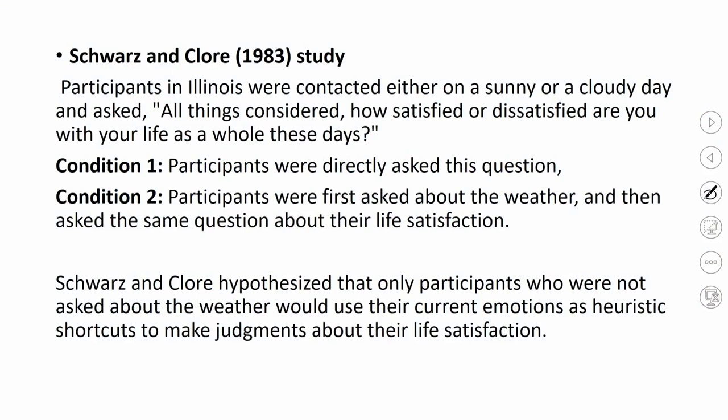In this experiment, the participants were contacted either on a sunny day or a cloudy day. So, there were two environmental conditions, one was a sunny day, another was a cloudy day, and they were asked, all things considered, how satisfied or dissatisfied are you with your life as a whole these days? So, basically they are asking how satisfied you are with your life. One group of participants was asked this question on a sunny day, another group on a cloudy or gloomy day. So, the whole environment was different in terms of condition.